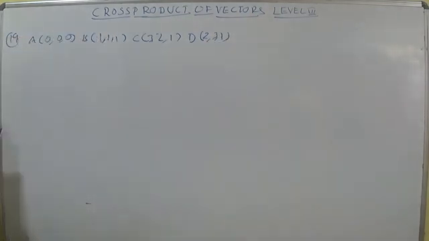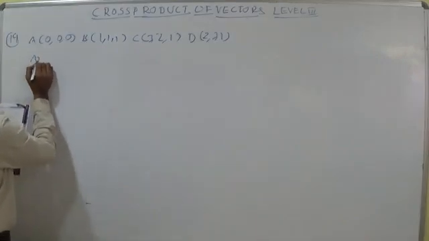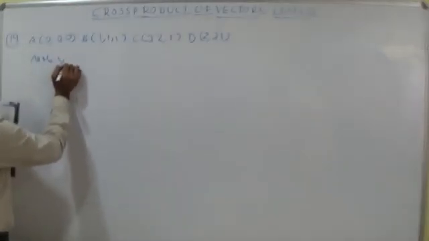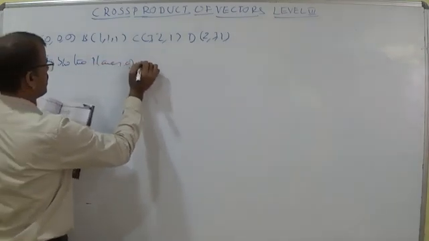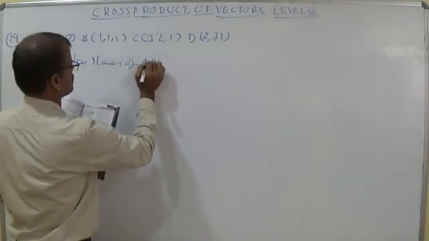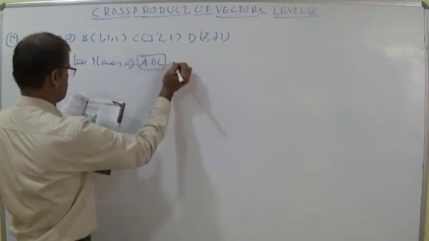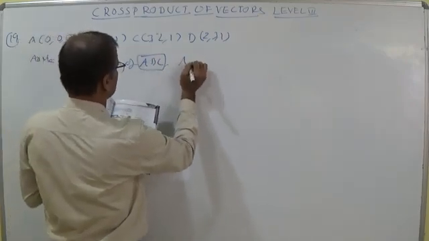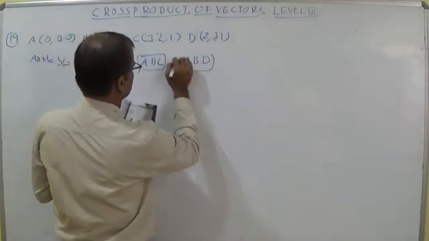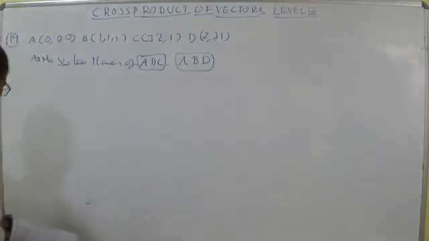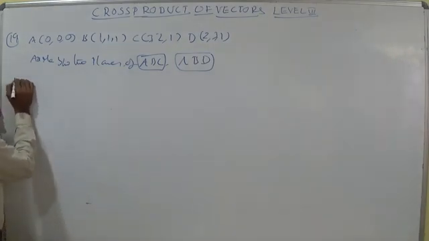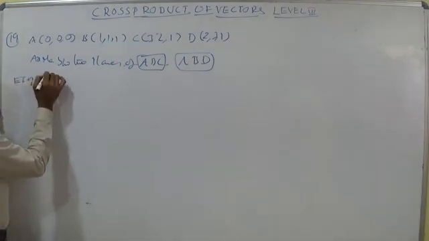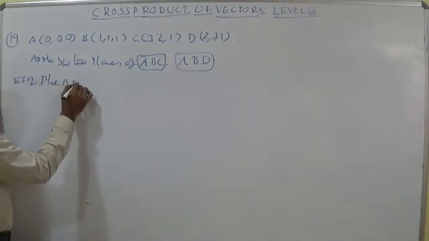Then find the angle between the planes through ABC and through ABD. The angle between two planes you should calculate. So first of all, you should calculate the equation of the plane. I am writing the equation of plane ABC.